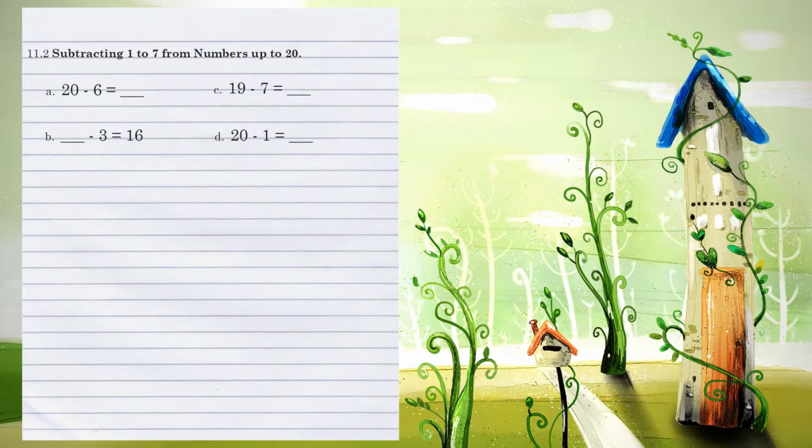Unit 11.2, subtracting 1 to 7 from numbers up to 20. Let's look at example A. We have 20 minus 6. So if again we look here at our ones position, we can't take 6 away from 0. So we have to make this a bigger number, and we do that by borrowing.